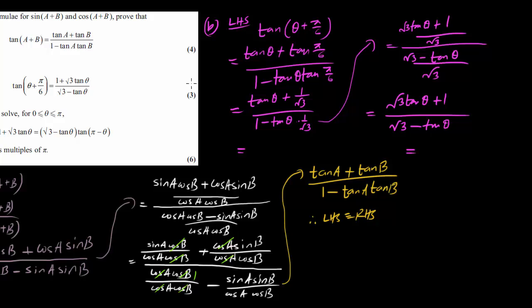So we can just write it in the answer format. This would be 1 plus square root of 3 tan theta divided by square root of 3 minus tan theta. So this has been shown. Again, we can write left hand side. So therefore, left hand side is identical to right hand side.